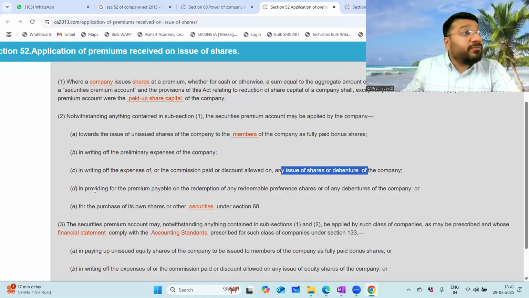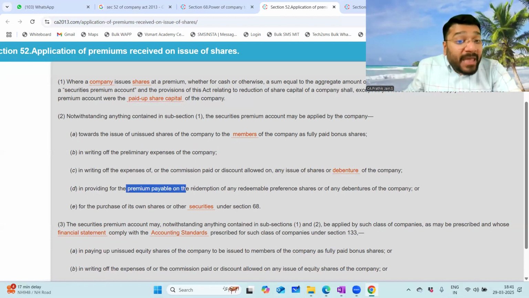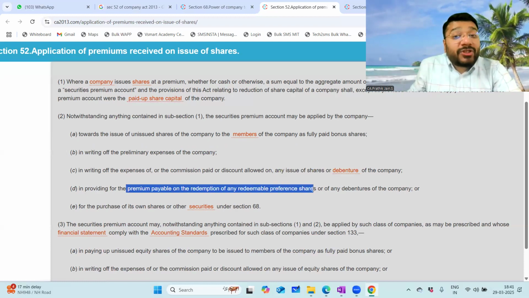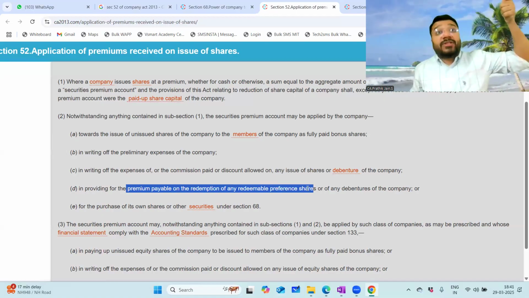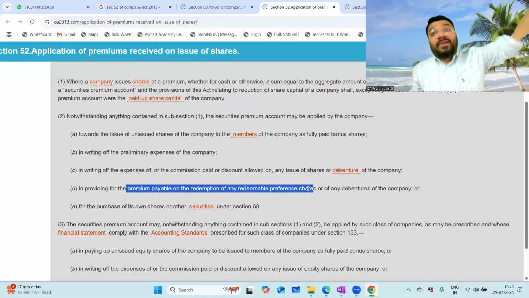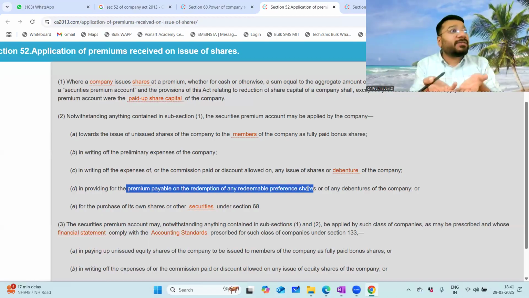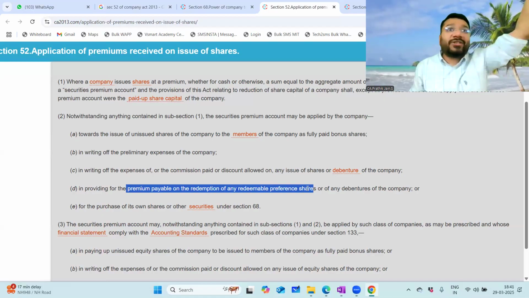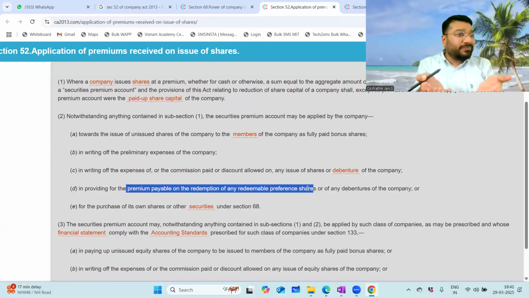Next, for providing, that is, writing off the premium payable on the redemption of preference shares. That is, when I'm going to redeem the preference share, I'm going to redeem at a premium. I've issued at face value, but I'm going to redeem at a premium. Where did you discuss all this? I'm not teaching this freshly now. This is something which you have already discussed in foundation. I'm just doing the revision now.